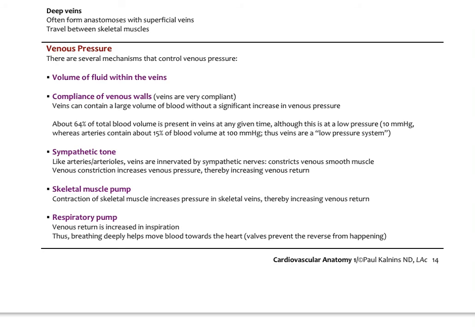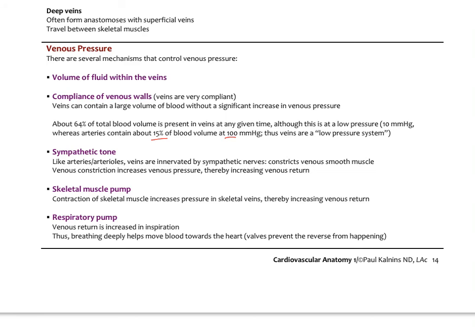Now, there are several mechanisms that control the venous pressure, the pressure of blood in the veins. So one would be the fluid volume, obviously, in the vein, how much fluid is actually in the plasma. The compliance of the venous walls, so veins are very compliant. They can contain a large pool of blood, that's that blood reservoir function, and that will increase the venous pressure. So again, I mentioned that almost 2/3 of the total blood is present in the veins at any given time, but this is at really low pressure, about 10 millimeters of mercury. Whereas the arteries, again, contain about 15% of your blood, and they're at about 100 millimeters of mercury. So the veins are a much lower pressure system.